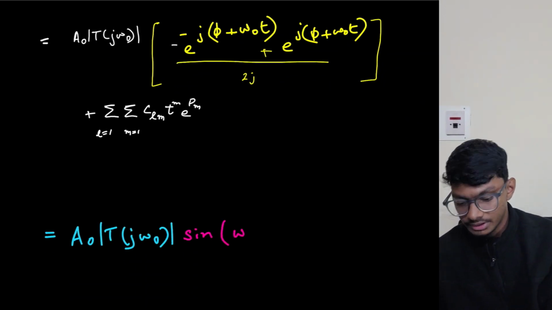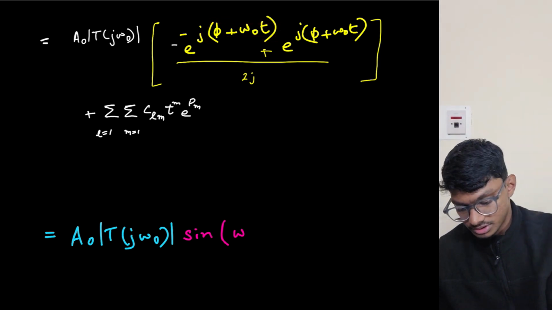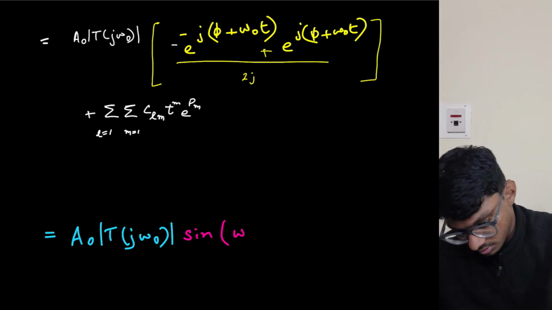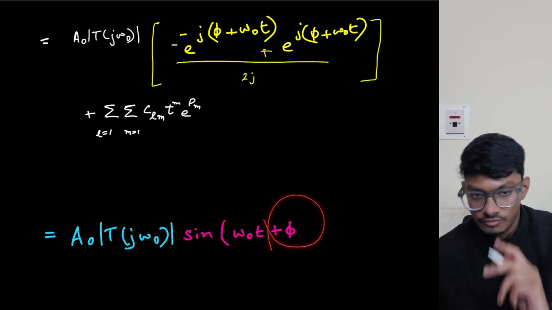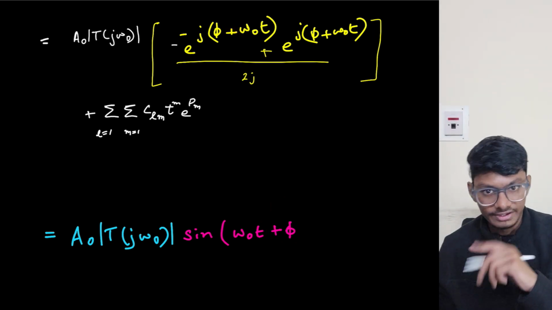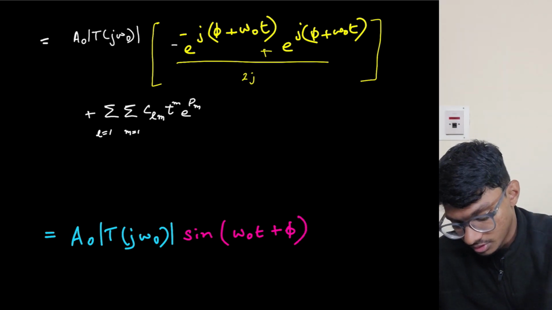Take the j common here, right? Whatever is inside this j term will come here. So it is basically omega naught t plus phi. Now what is this phi? Phi is basically a function of frequency itself, this omega naught itself, the angle that we found out. I hope you understand. So this is sine of j omega naught t plus phi.